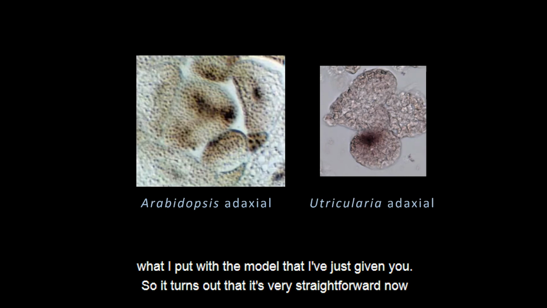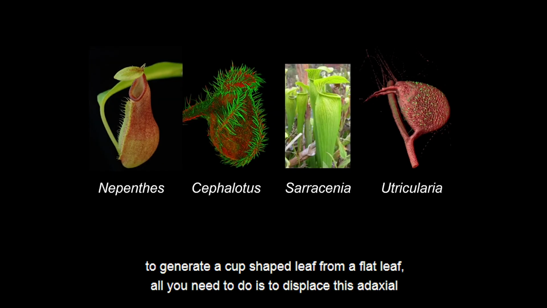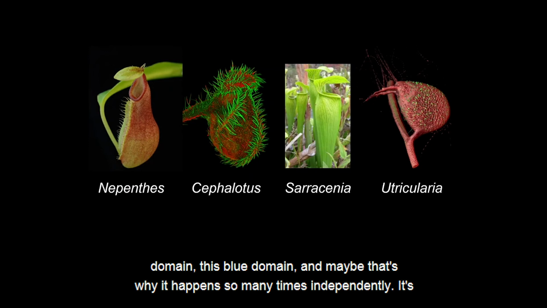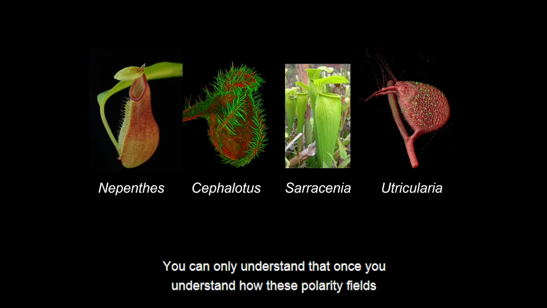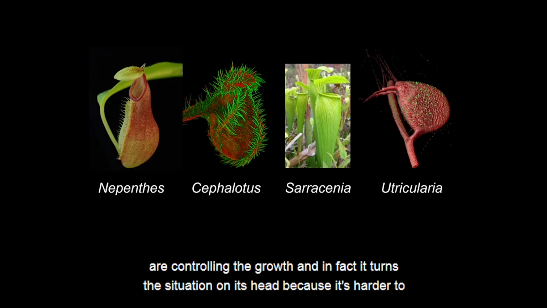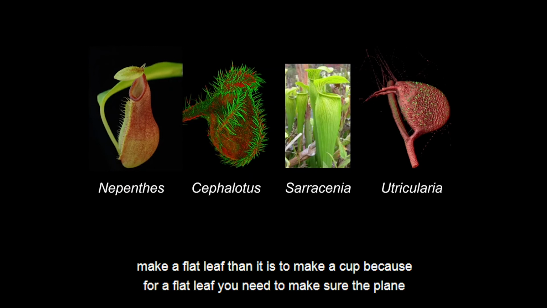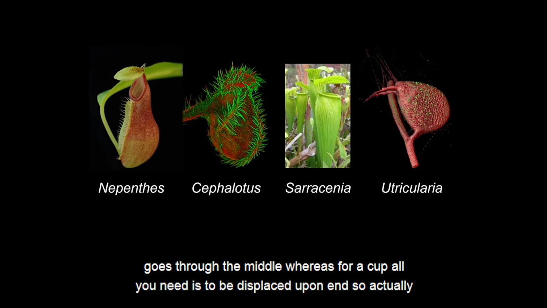So it turns out that it's very straightforward now to generate a cup-shaped leaf from a flat leaf. All you need to do is to displace this ad-axial domain, this blue domain. And maybe that's why it's happened so many times independently. It's actually not very difficult to generate a cup. You just need to make this shift in gene expression. And you can only understand that once you understand how these polarity fields are controlling the growth. And in fact, it turns the situation on its head, because it's harder to make a flat leaf than it is to make a cup. Because for a flat leaf, you need to make sure the plane goes through the middle, whereas for a cup, all you need is to be displaced at one end.